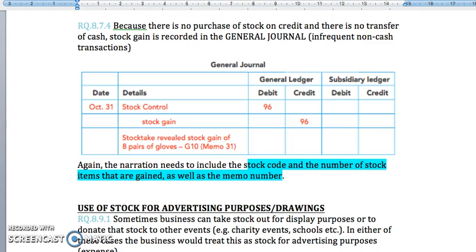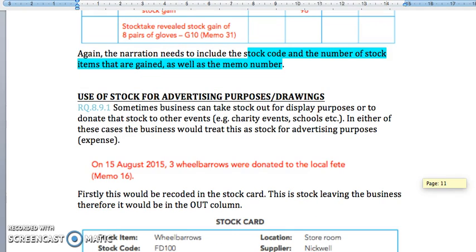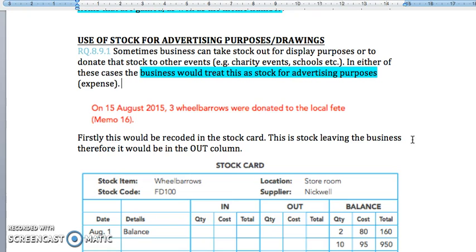Okay, so now we're going to have a look at stock for advertising purposes or drawings. Business can take stock out for display purposes, or donate the stock to events, or hand it out at different events to ensure that they're advertising their product. In all of these cases, the business would treat this stock for advertising purposes. So we've got an example. On August 15, 3 wheelbarrows were donated to the local fete.